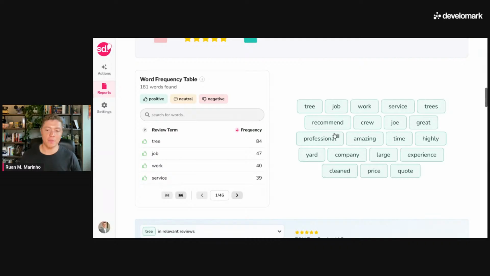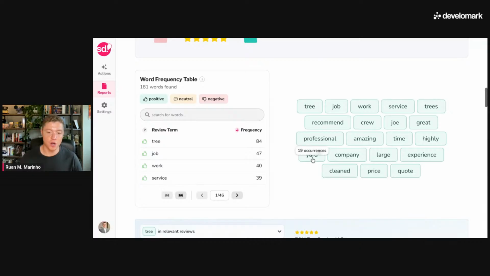We want to talk about how professional and timely they are. These are really important things for the people that are researching this business or leaving reviews for this business. So professional and timely is a critical thing. Typically when people have a tree issue, it could be an emergency and it could be something that they need to do for property reasons.